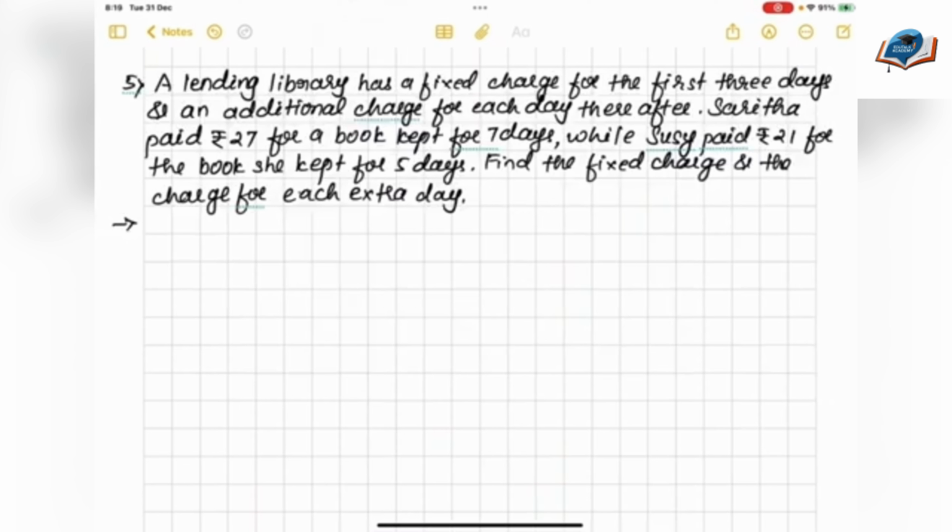Now next question says a lending library has a fixed charge for the first 3 days and an additional charge for each day thereafter. Sarita paid rupees 27 for a book kept for 7 days, while Susie paid rupees 21 for the book she kept for 5 days. Find the fixed charge and the charge for each extra day.